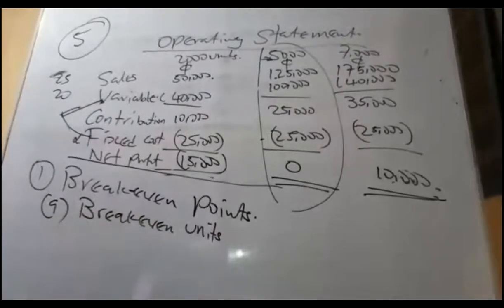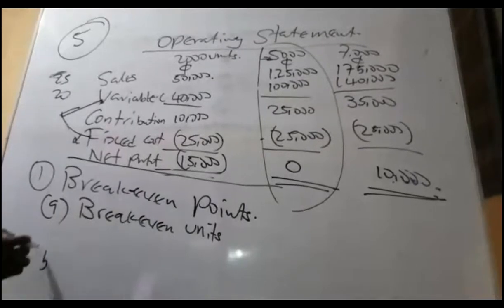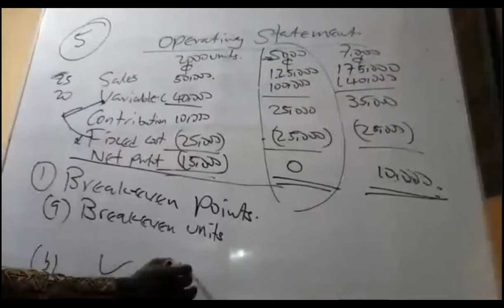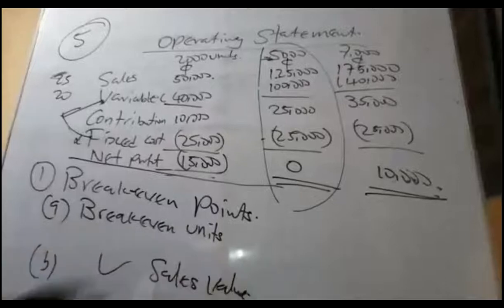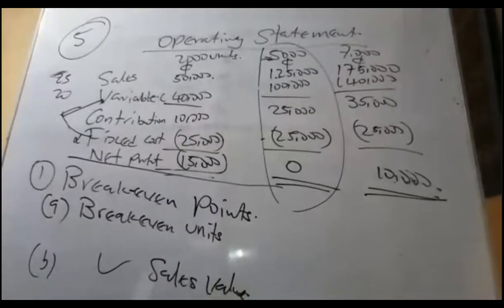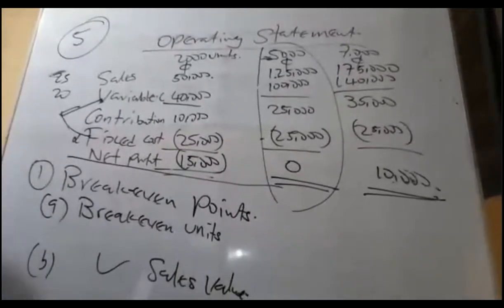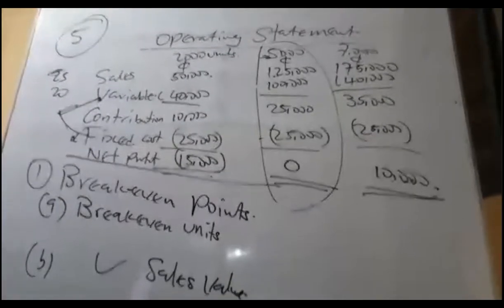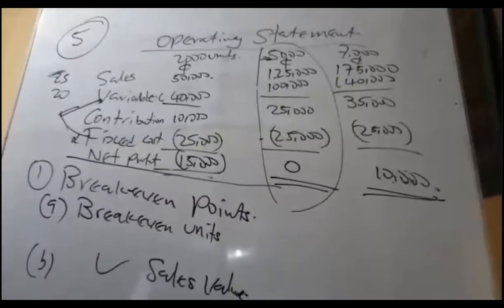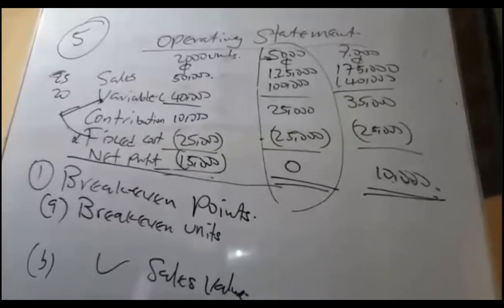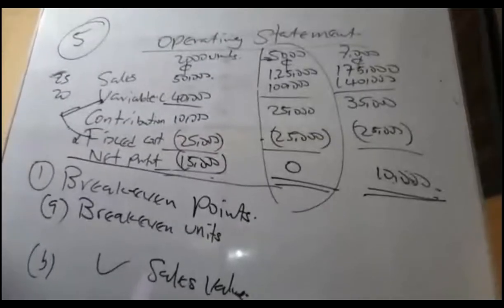Then we look at break-even value, so break-even sales value. So the question will go like this: determine the units that the company must produce and dispose of in order to break even. That's the unit. Determine the sales revenue that will let the company break even. That is sales revenue, so that's the value. Each of them has its own unique formula.